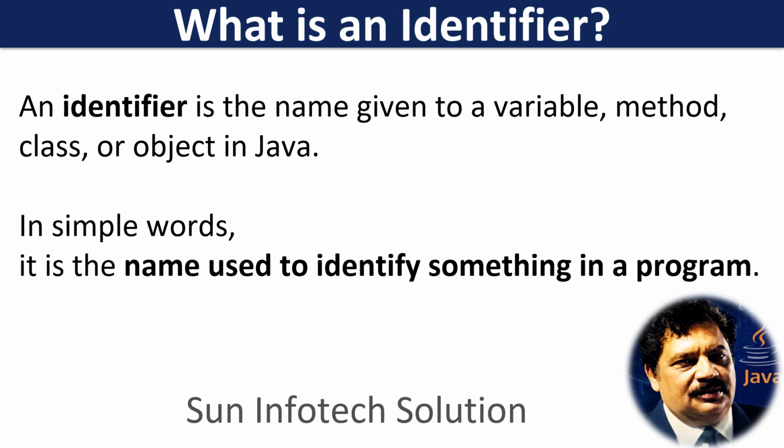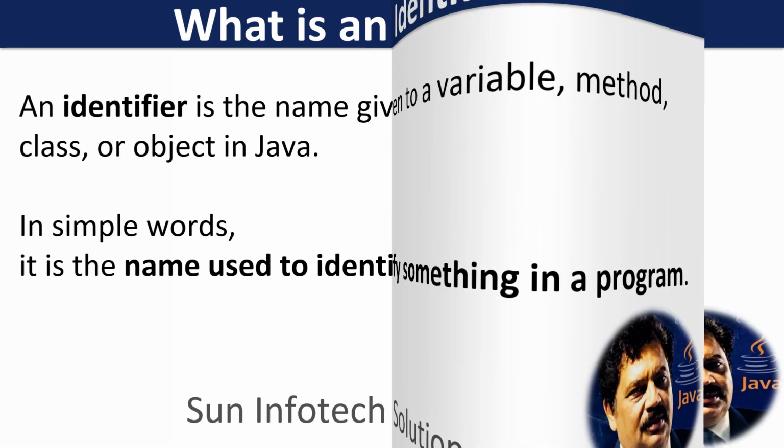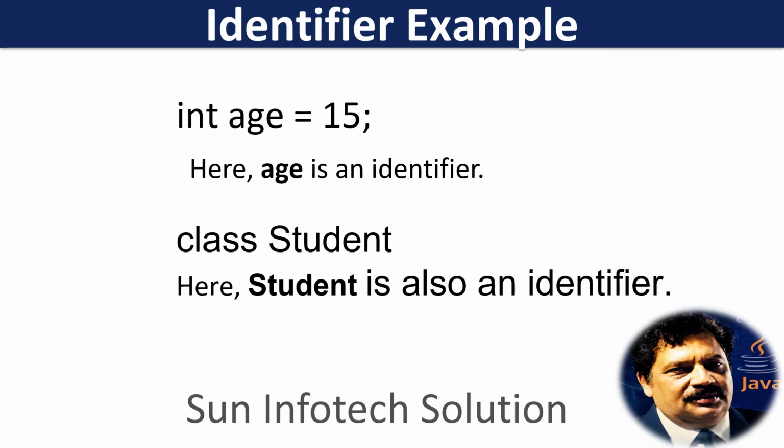Or if you are storing something in memory, then also you create an identifier and then store it in memory. So in simple words, we can say that it is the name used to identify something in a program. That's all. Now let us discuss some examples.